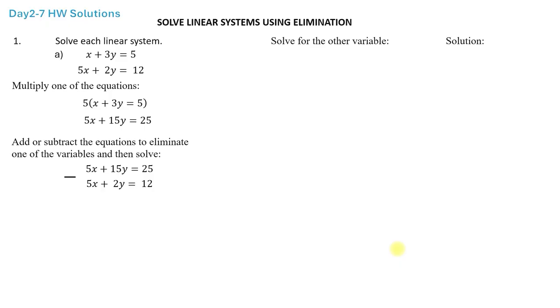5x minus 5x is 0x. 15y minus 2y is 13y. And 25 minus 12 is 13. That reduces for a value of 1 for y. Now we'll take that y value of 1 and we'll plug it back into one of our equations up at the top.